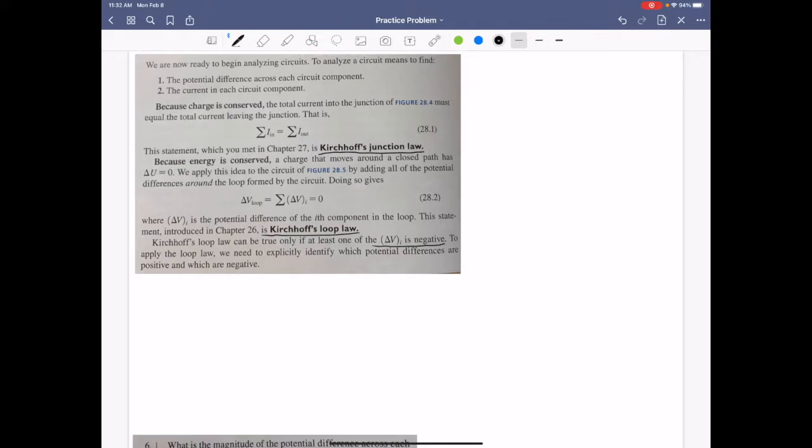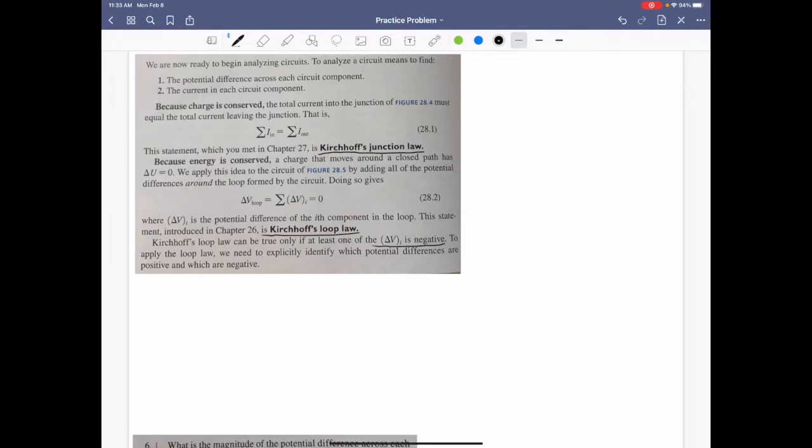We are now ready to begin analyzing circuits. To analyze a circuit means to find: one, the potential difference across each circuit component, and two, the current in each circuit component. So we learned that the potential difference and current are the most important things in a circuit.